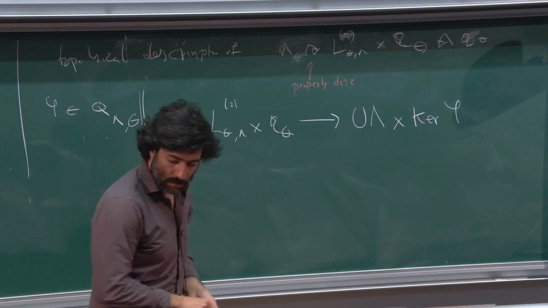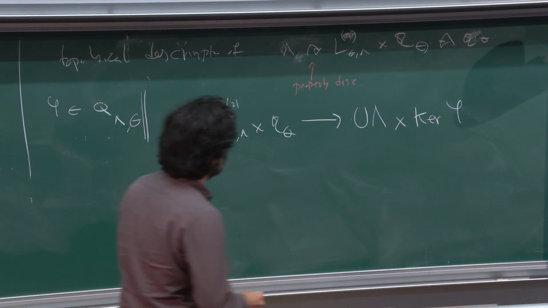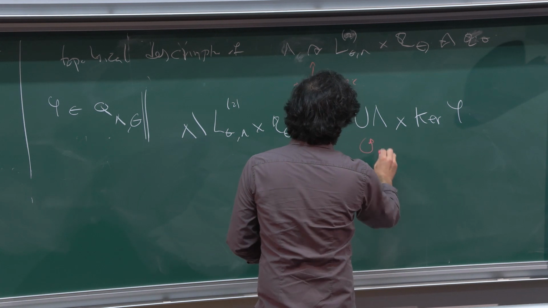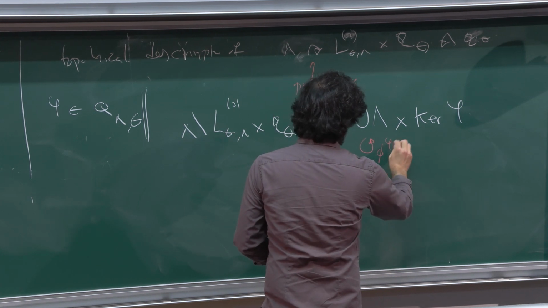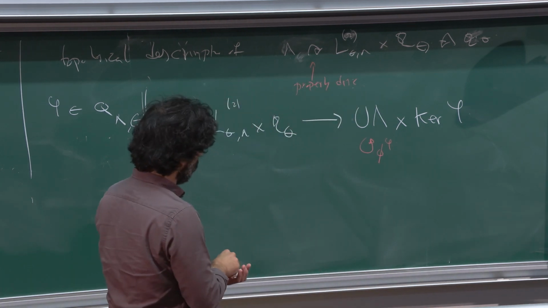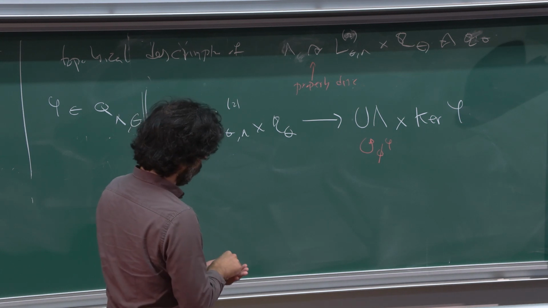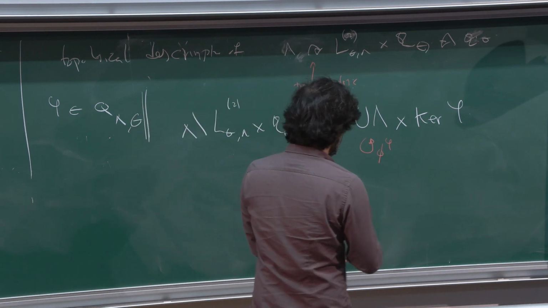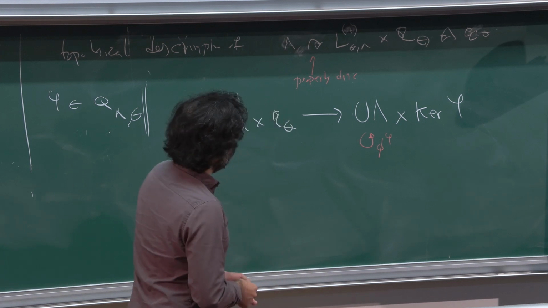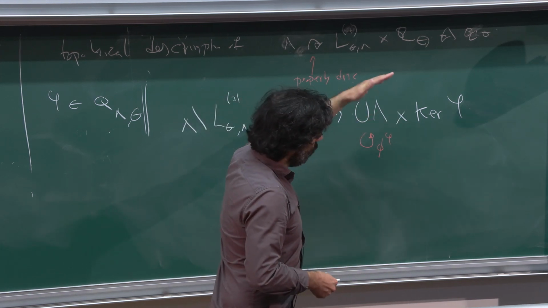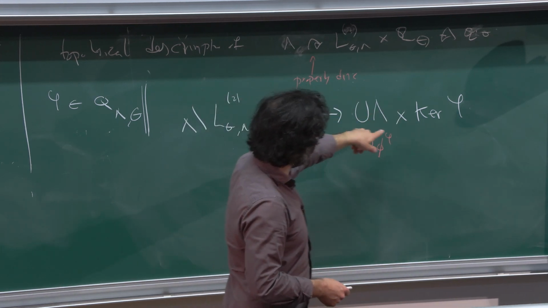So here there's going to be a flow, which is going to depend on phi, which is going to be a reparameterization of the geodesic flow. And there's also going to be some mistake, I would say, that lies here.